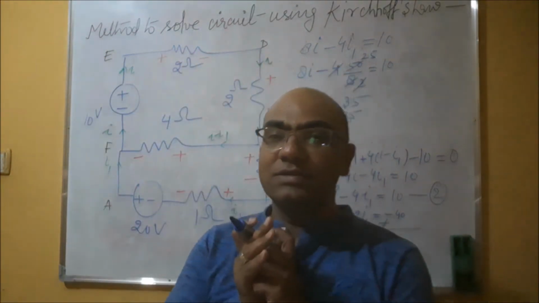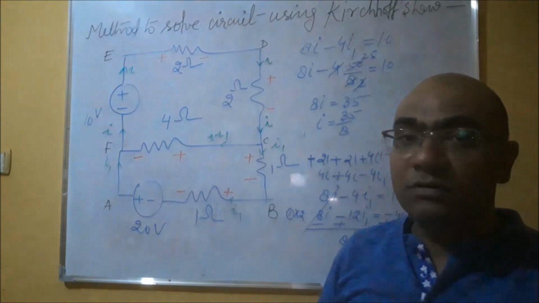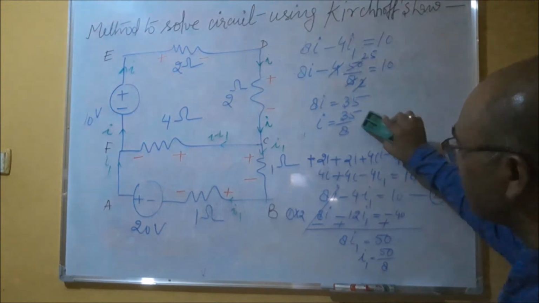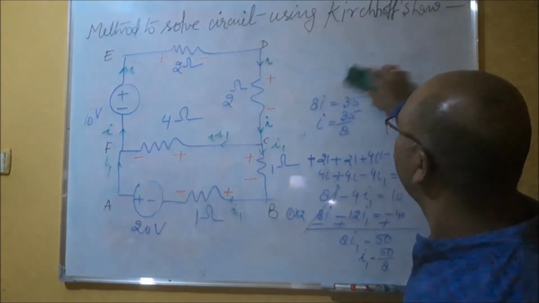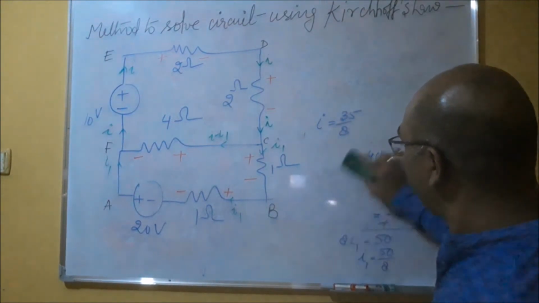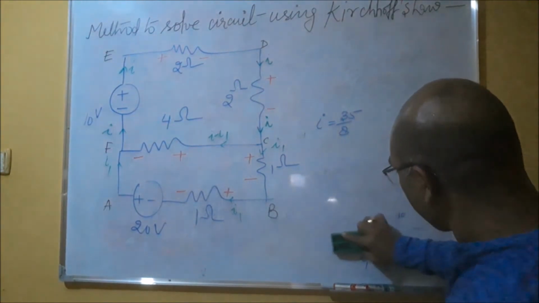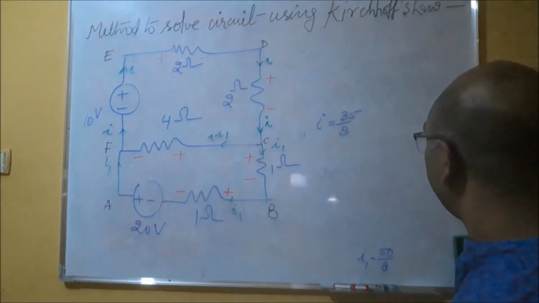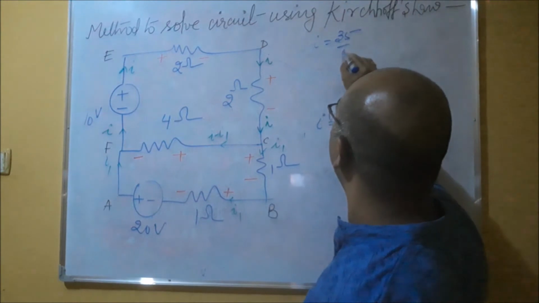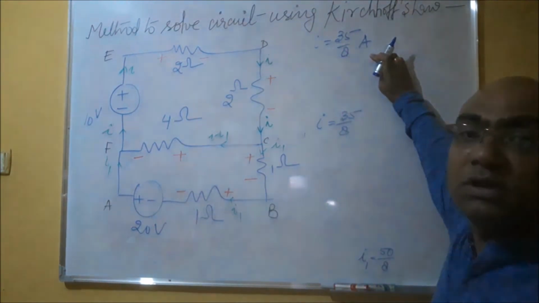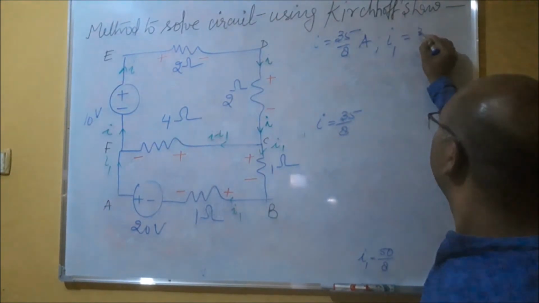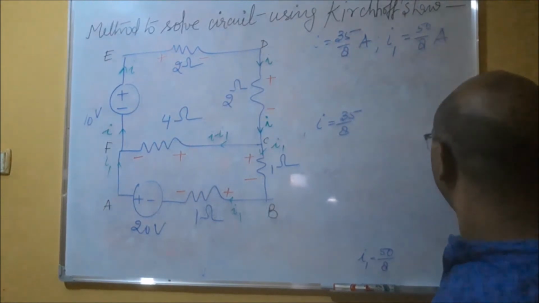Okay. So this means we have the values of the two unknowns, I and I1. Now you see, I is 35 upon 8, and we know the unit of current is ampere, so I'm writing it like this, and I1 is 50 upon 8 ampere. Right?